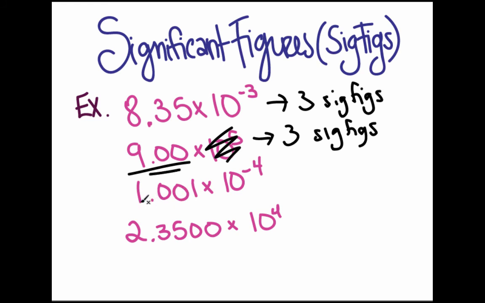So the next example, 1.001 times 10 to the negative 4. This would be 1, 2, 3, 4 sig figs. The last one, 2.3500 times 10 to the power of 4, that's 1, 2, 3, 4, 5 sig figs.